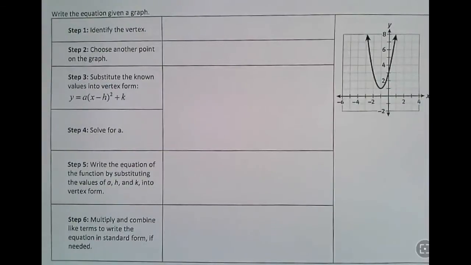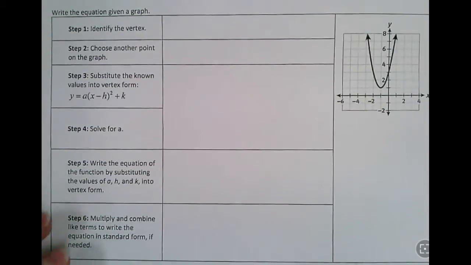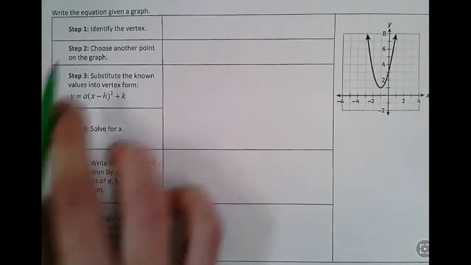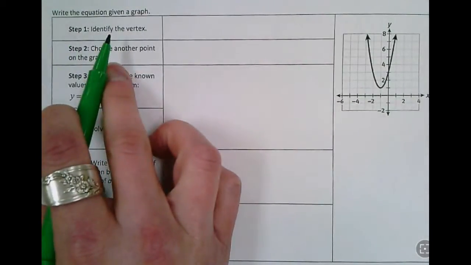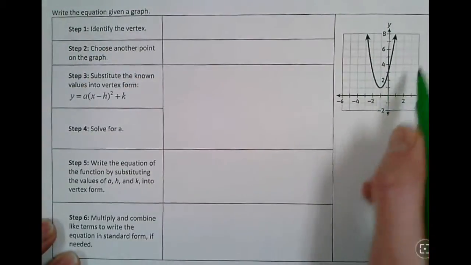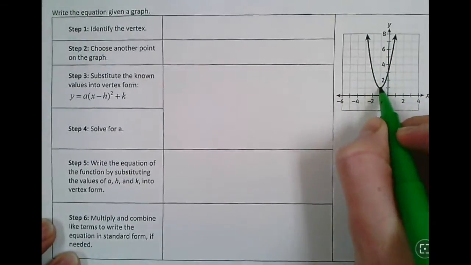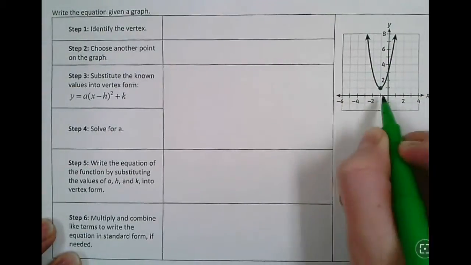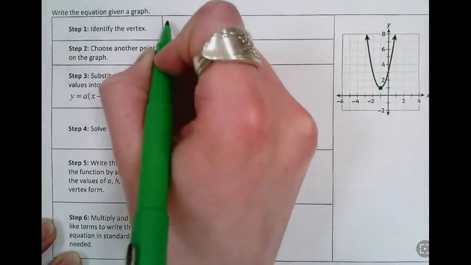This is the back side of 12.7, Graphing Using Vertex Form, Day 2. Go ahead and pull those notes out. All right, writing the equation given a graph. Step number 1, we're going to identify the vertex. So looking at the graph that's given, we can notice our vertex is right here at -1, +1.